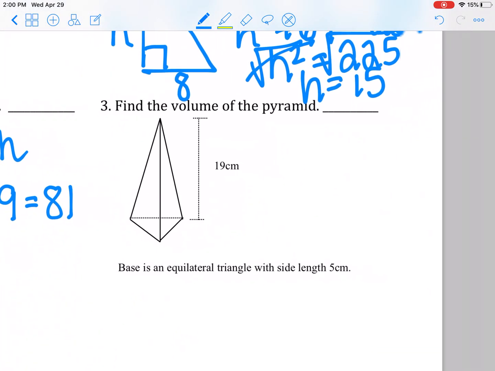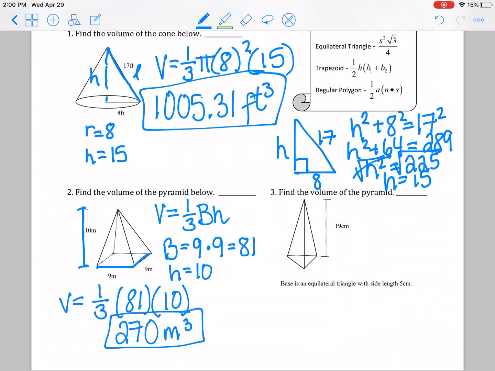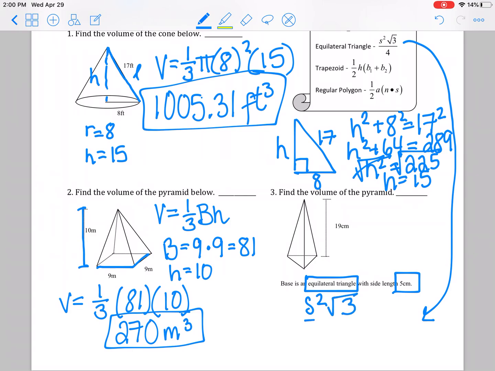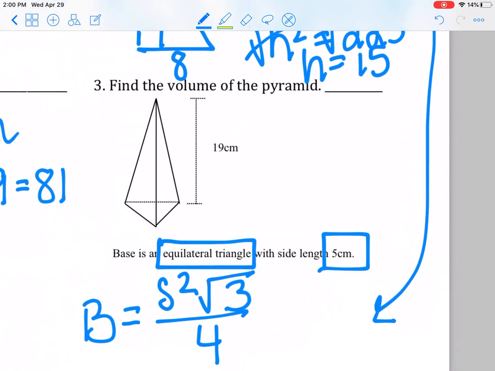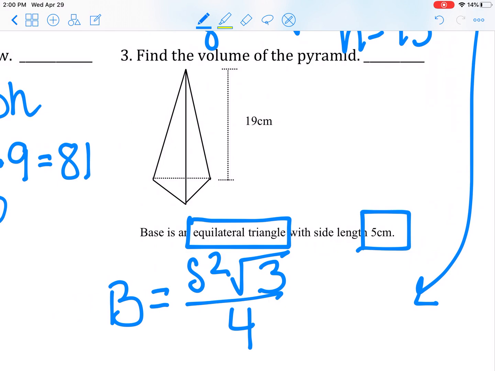Last problem, but before you pause the video to try on your own, I want you to notice at the bottom it says the base is an equilateral triangle with the length of 5 centimeters. So use this formula from the handy dandy scroll to help you find that. That is s squared square root of 3 over 4, and that will get you your area of the base. If you would like to try it on your own, go ahead and pause the video here.